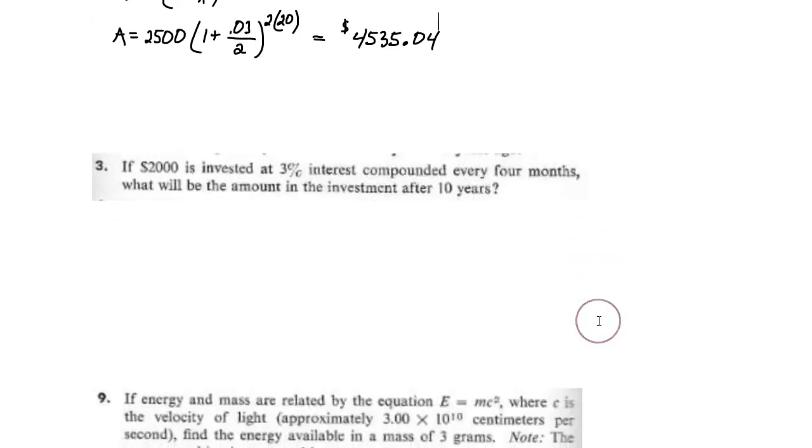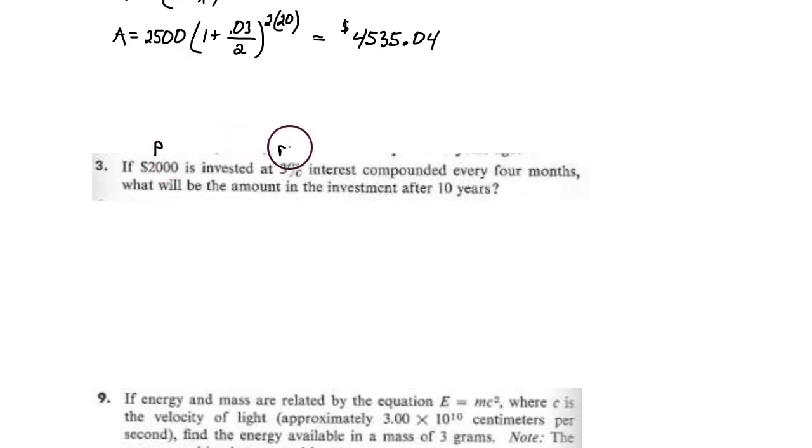Number 3, if $2,000 is invested at this interest rate, compounded every 4 months, what will be the future amount after 10 years? So a very similar situation. We're going to use the compound interest formula again. Let's identify the different pieces. This is the principal investment, the money you put in to start the investment.